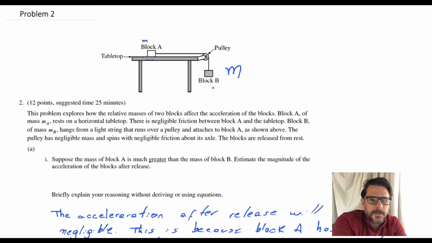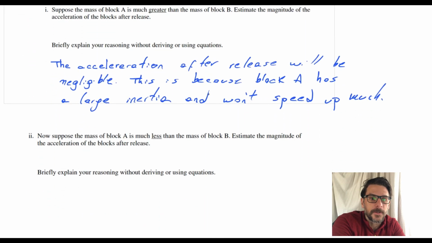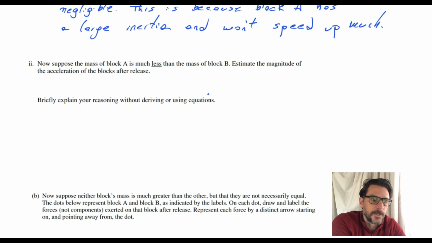So the acceleration that we expect to have is very similar to the acceleration that block B would have if there were no strings attached to it. And that acceleration is the acceleration due to gravity. Block B in this scenario will be moving downwards almost as if it were falling freely without any strings attached to it. So what is the magnitude of the acceleration?